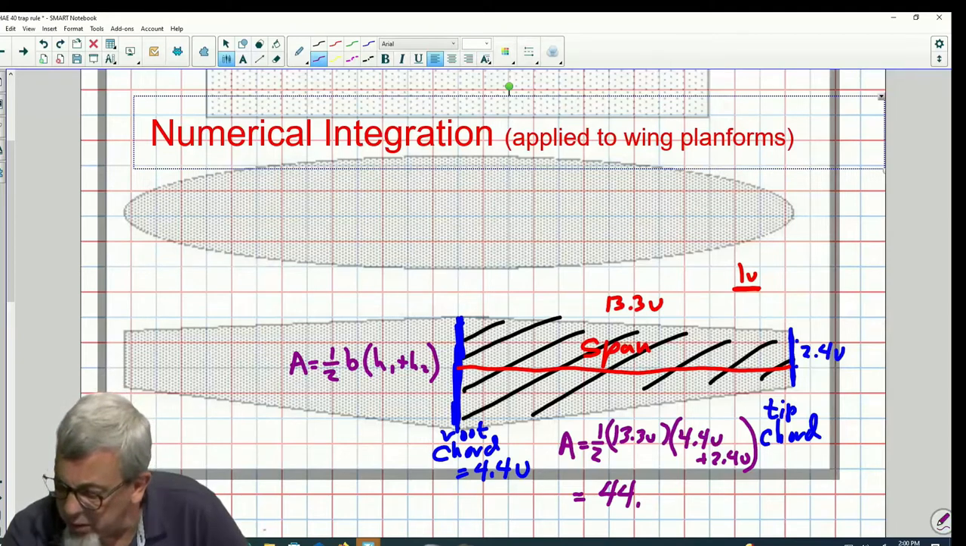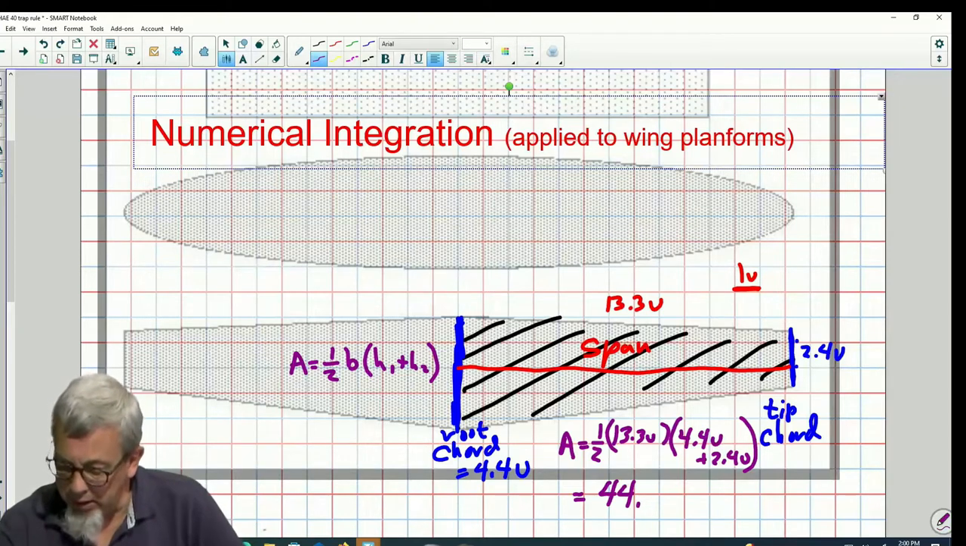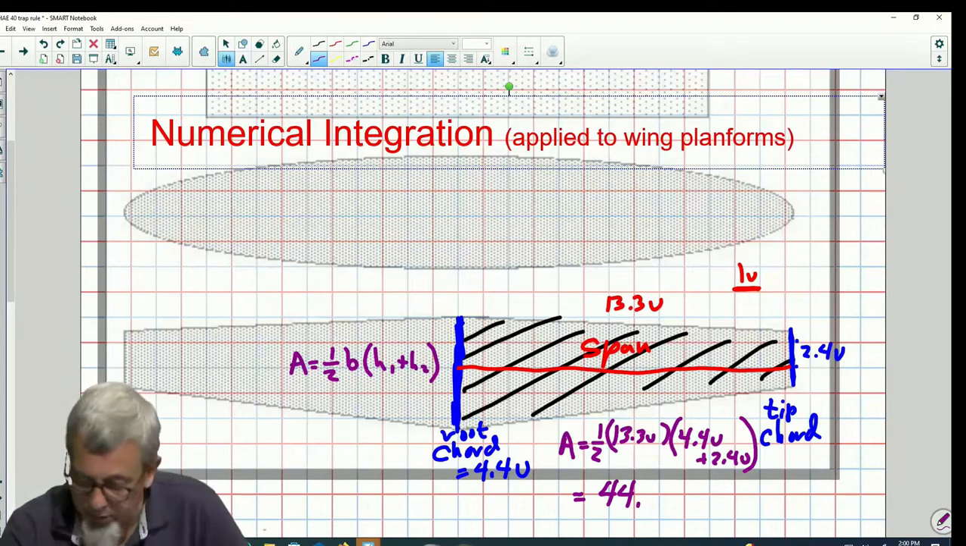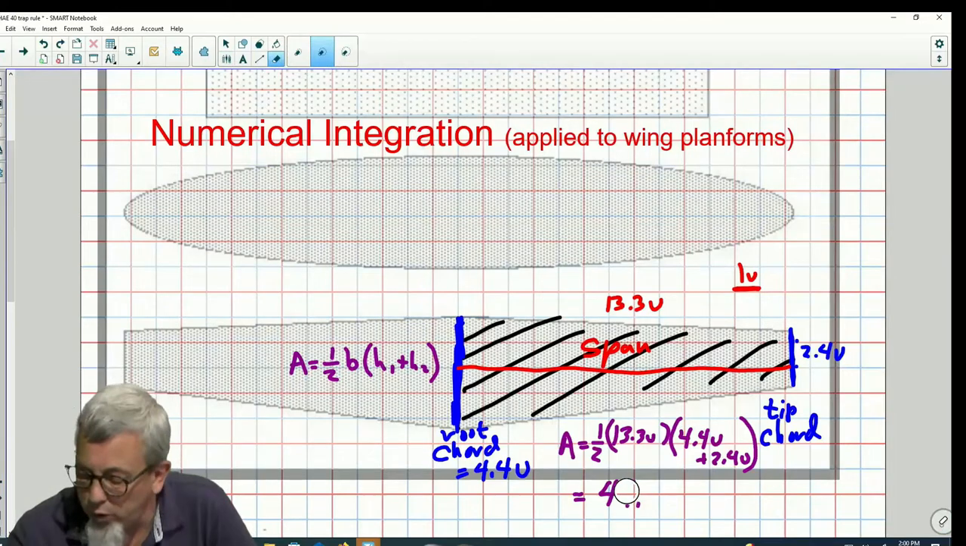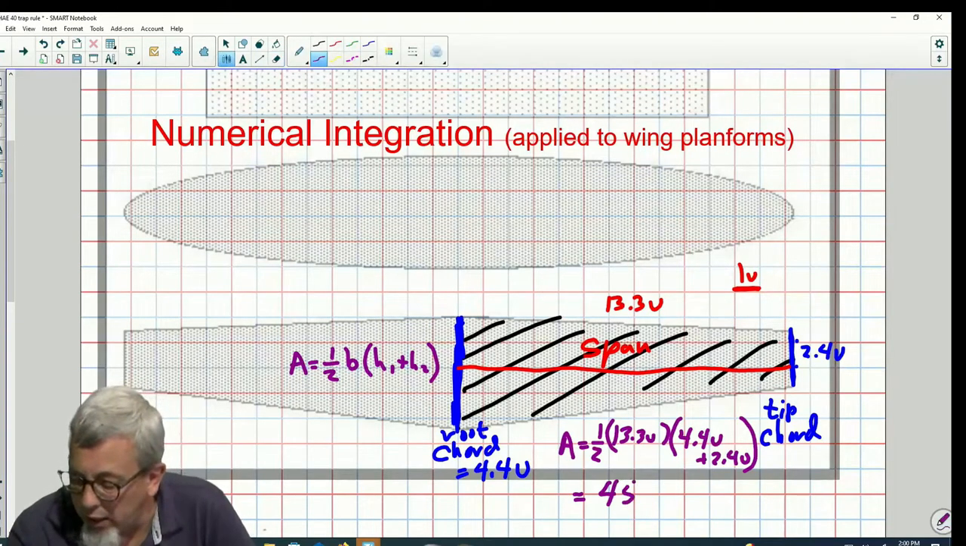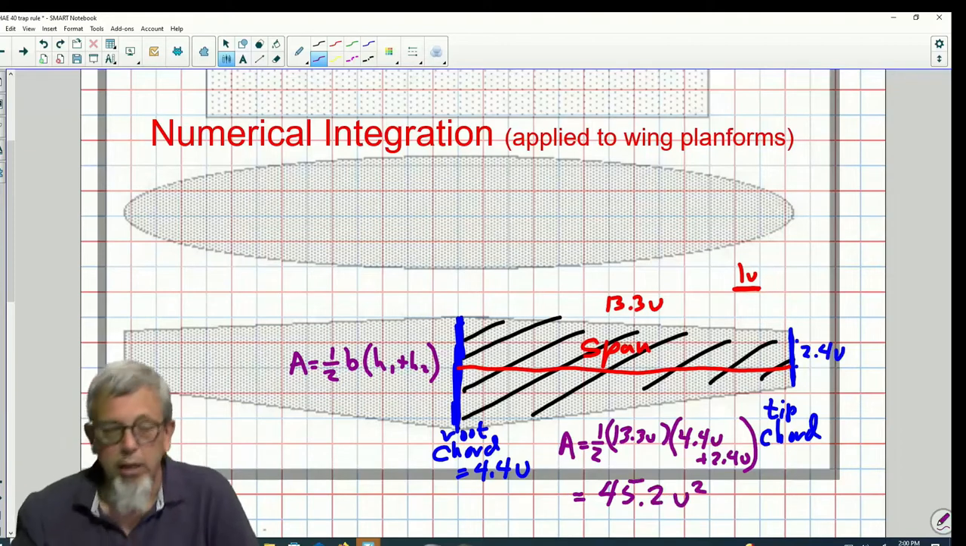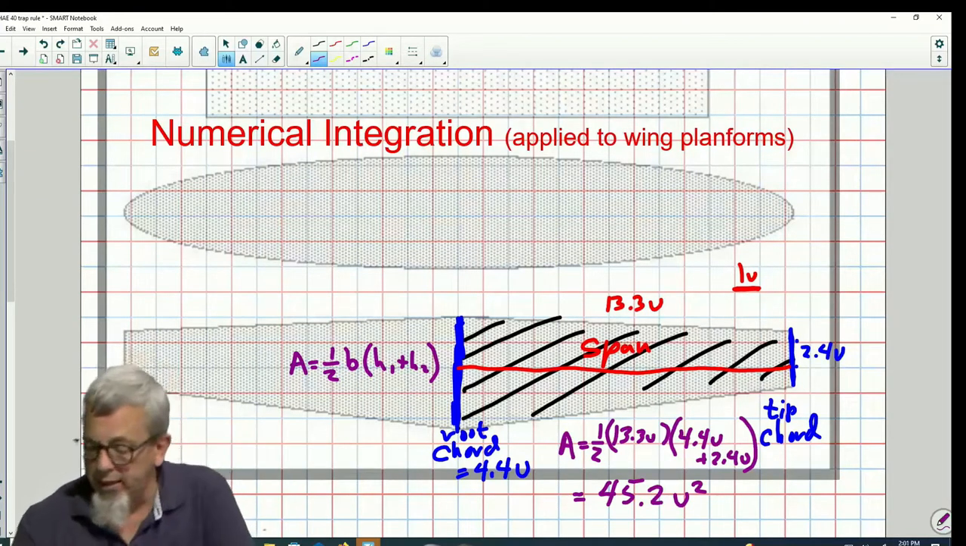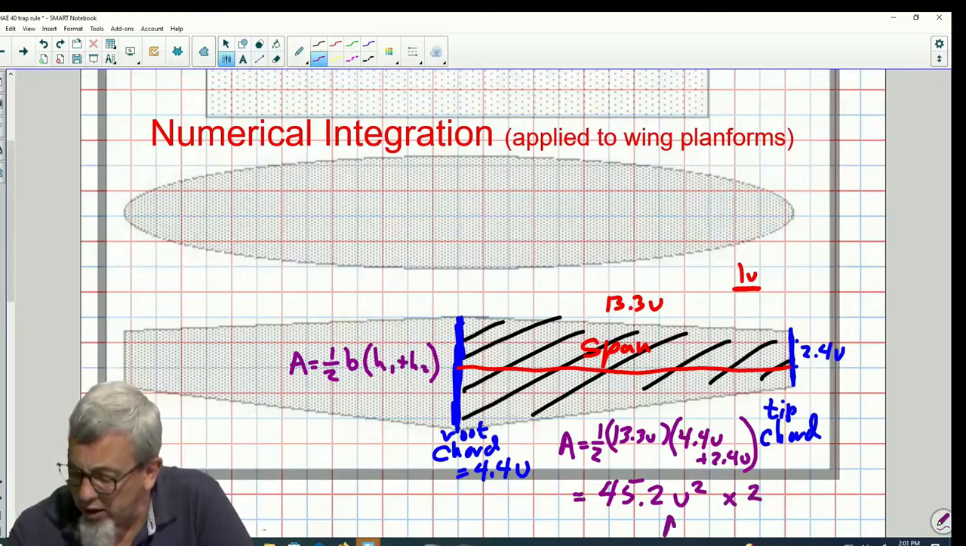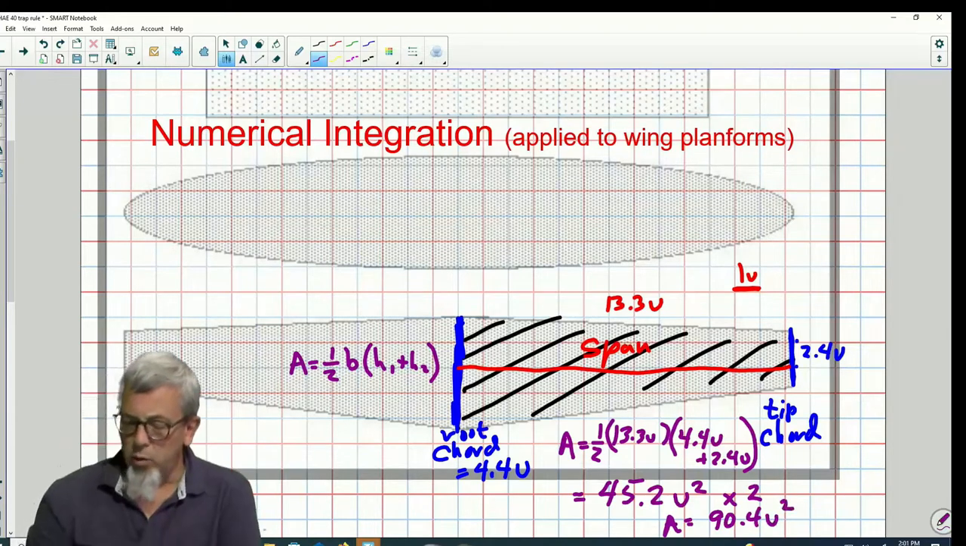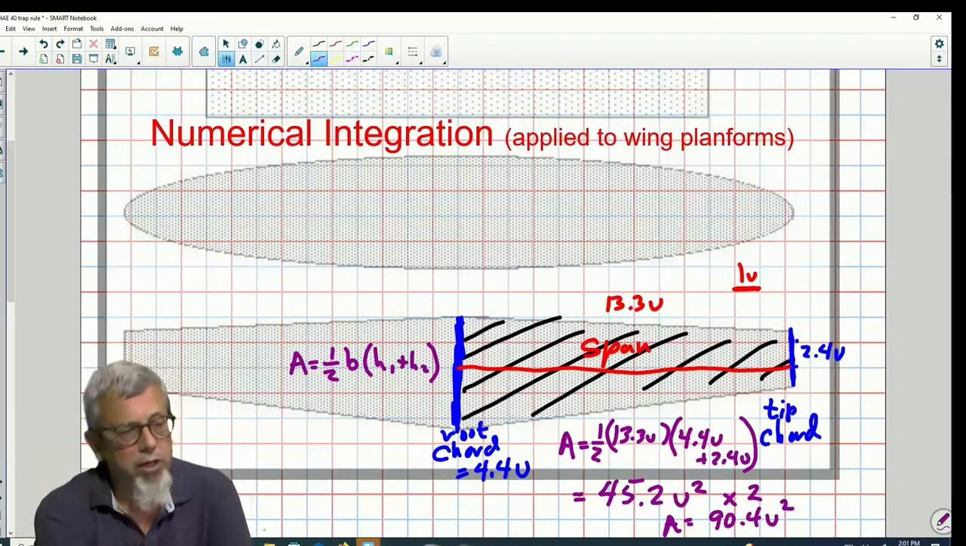But let's see here, I can only keep, it looks like at best, maybe two sig figs there, but let me go ahead and write that. That's not 44, it's 45. So we'll write 45.2 units squared. And then we realize that that's one side, so we multiply that by 2, and we find the area of this wing to be 90.4 square units. Where the best I could keep is three significant figures, I'm probably better suited to saying only 2, so maybe I should say it's about 90 units squared. So hopefully you can see the process whereby we calculated the area of that wing.